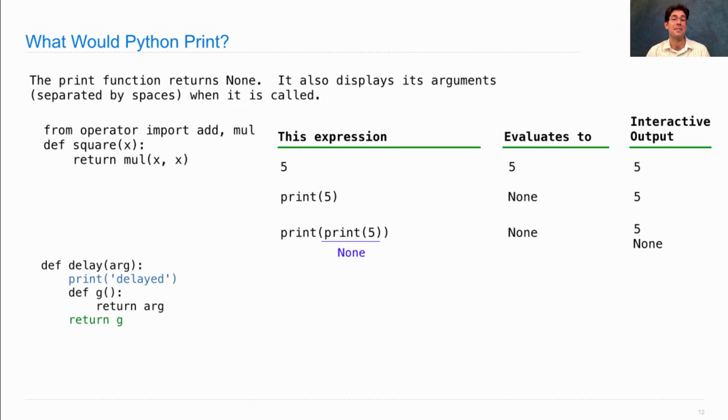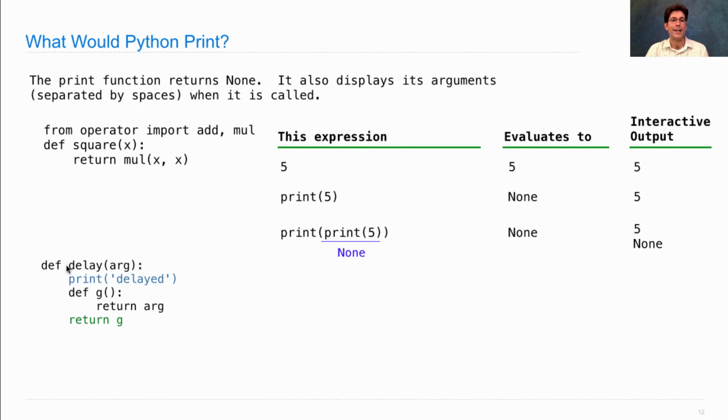Okay, then oftentimes I'll define some other simple function and ask you what it does by giving you expressions that include calls to that function. So let's look at this one. def delay(arg): print('delayed'); def g(): return arg; return g. This is a very common pattern where you have a def statement within a def statement. I define a function g, and then I return it.